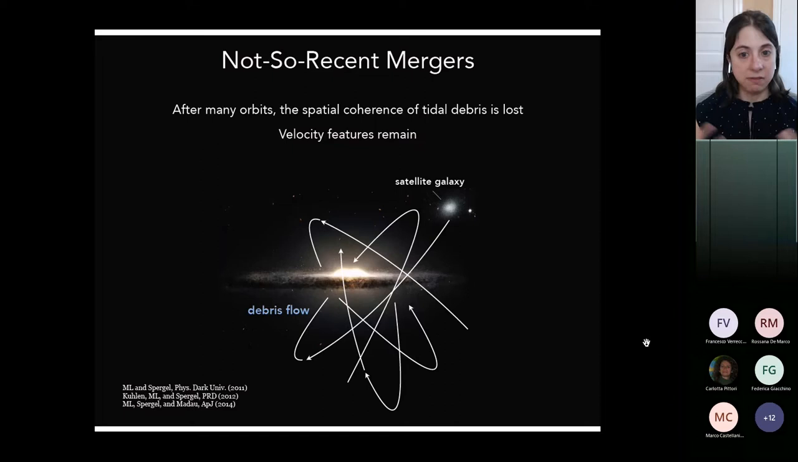So spatially, everything gets mixed, but what's interesting is that in velocity space, that cloud of stuff actually ends up having very distinctive and in some cases coherent features in the velocity distribution of the material. And that's important because it means that even though spatially there's nothing interesting going on, we can actually look for distinctive velocity behavior to identify the fact that this material got left behind by a satellite galaxy. Next slide.